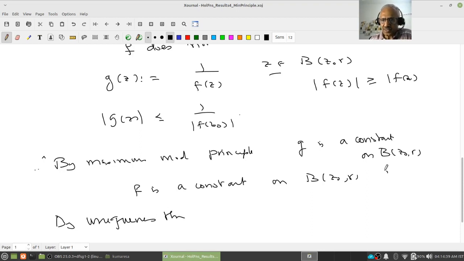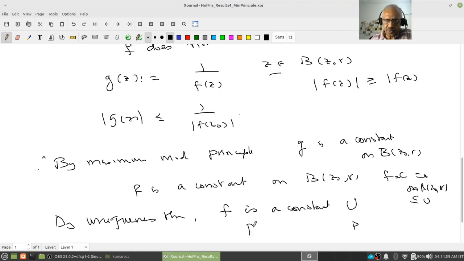if you want to say it's a constant, let's look at the function f minus c. Then this is 0 on B(z0, R), and this is an open connected set. Therefore, by the uniqueness theorem, f is a constant on U. Make sure, the proof is extremely simple. Pause, review, proceed.